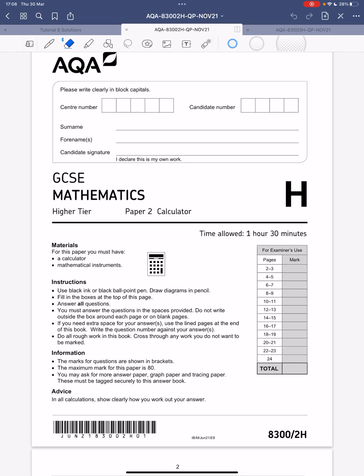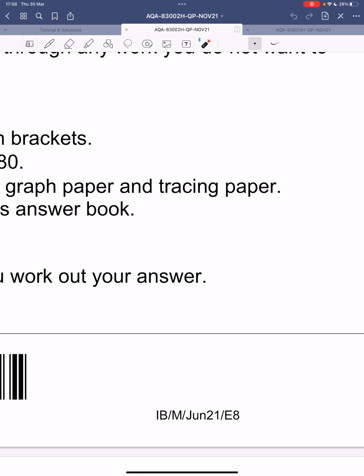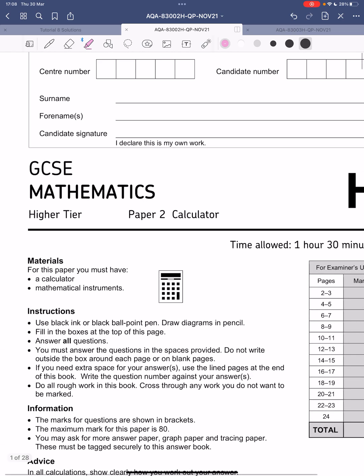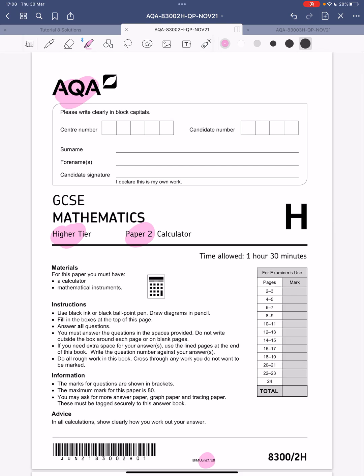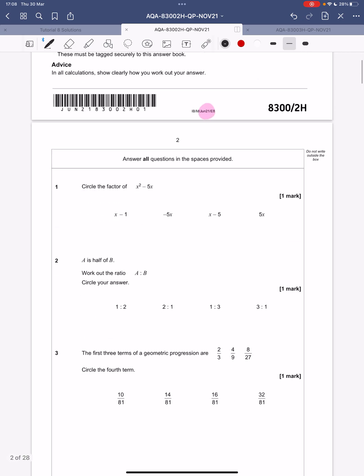This is AQA, GCSE Higher, paper 2, and it's June 21. Okay, so it's June 21, paper 2, Higher, AQA. That's partly for my reference, as well as anybody else's.